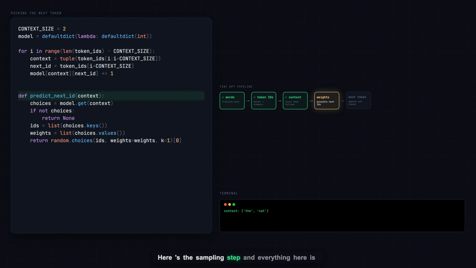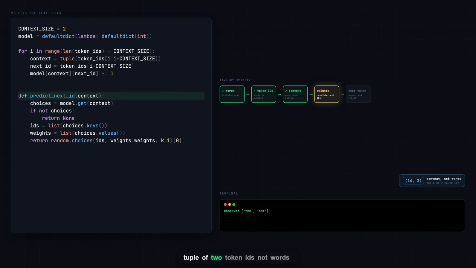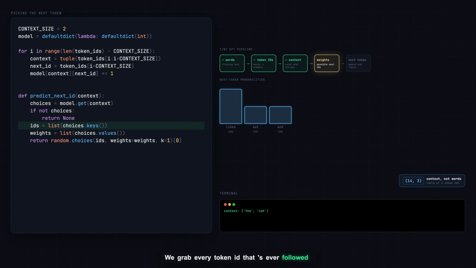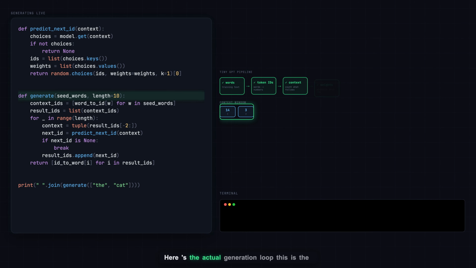Here's the sampling step, and everything here is still in number form. Context is just a tuple of two token IDs, not words. We grab every token ID that's ever followed this exact pair, along with how many times, and random.choices with weights picks one. More likely to pick IDs with higher counts but not guaranteed. This one function is doing the same job as the sampling step inside a real language model, just at much smaller scale. Here's the actual generation loop.